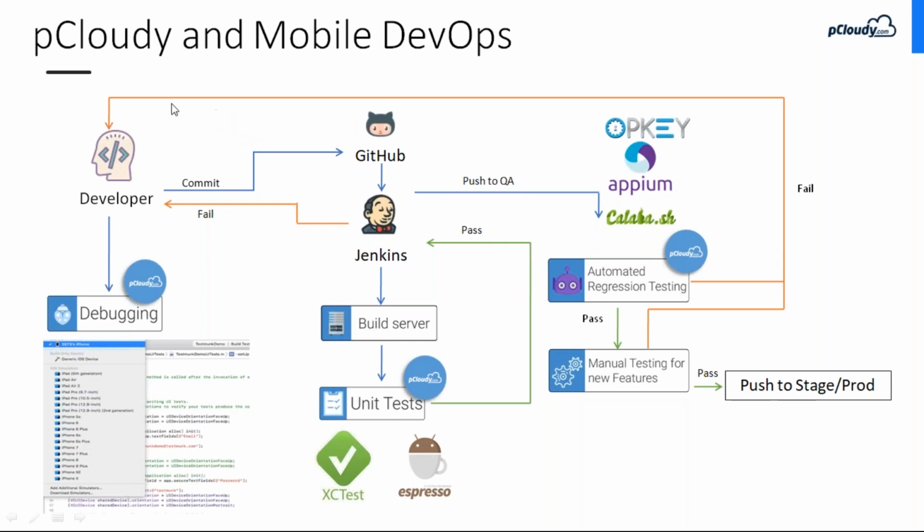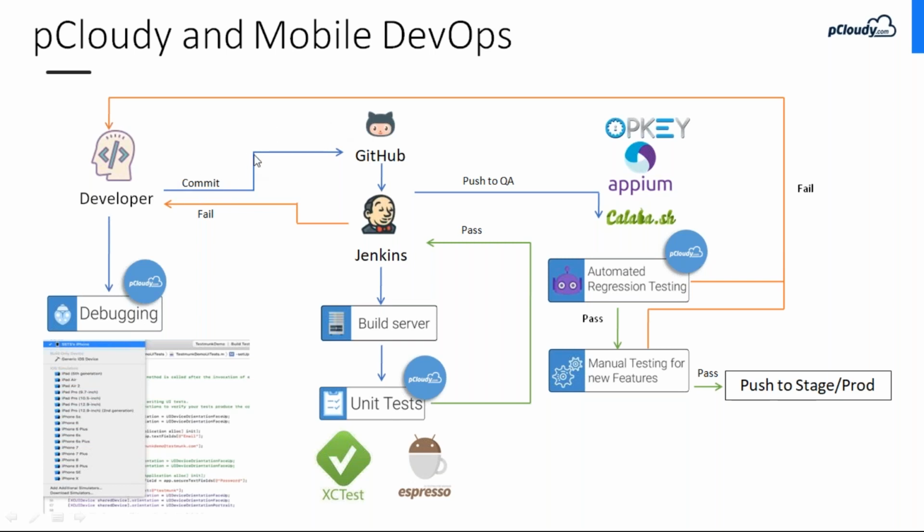Now, if I talk about the development side, there are developers, right? Here there is a developer who is actually developing the code, developing the application, right? If they want to debug their application for some reason, of course, they can use pCloudy. That's what we are trying to showcase here. But let's assume that they have created certain changes in the code, or they have created a new feature, right? And then they commit. They commit to GitHub, they'll push to GitHub.